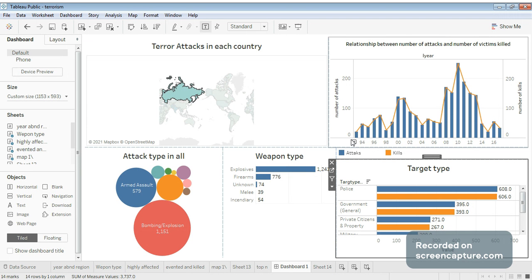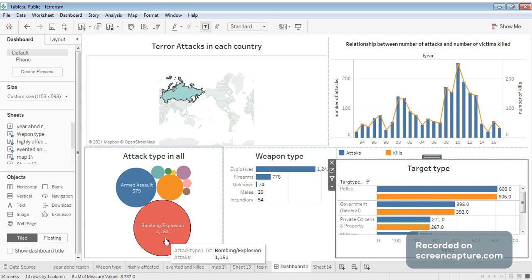terrorism dataset. Hope it has given you a lot of insights. Thank you so much for giving me this beautiful opportunity, and thank you, Spark Foundation.